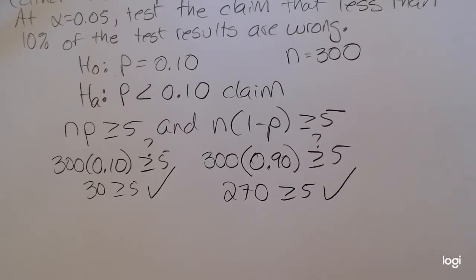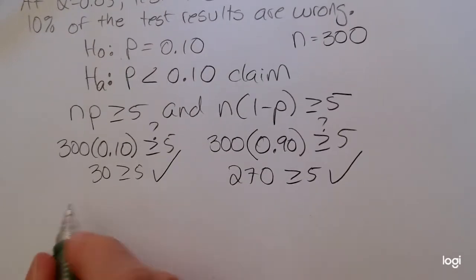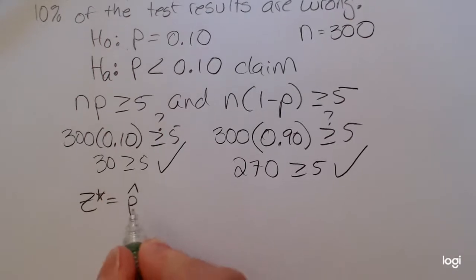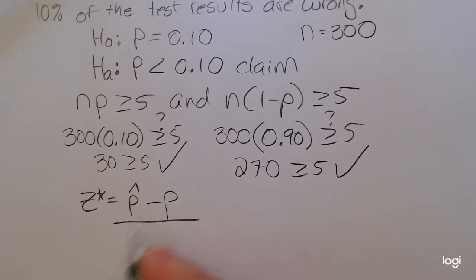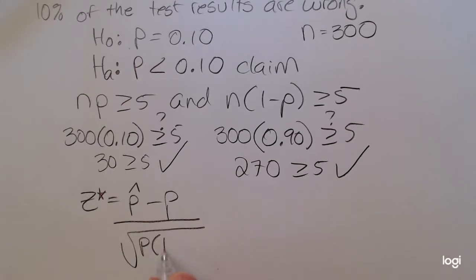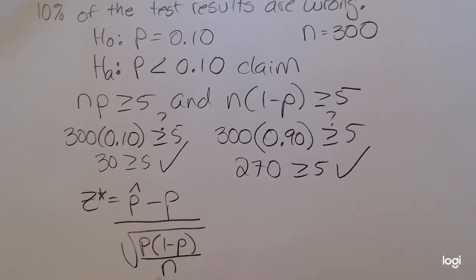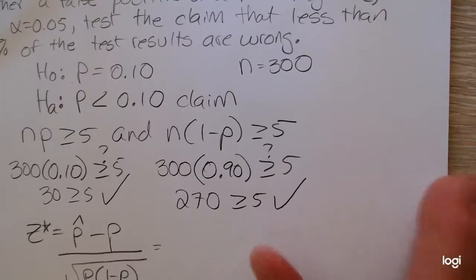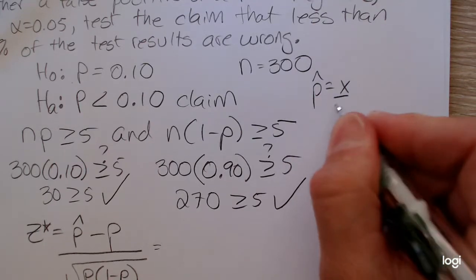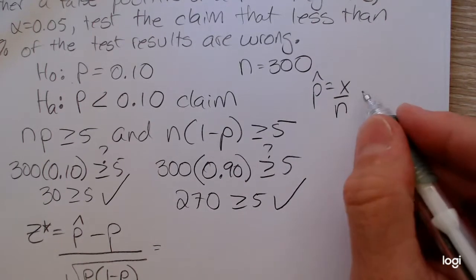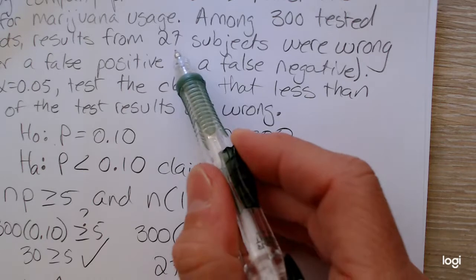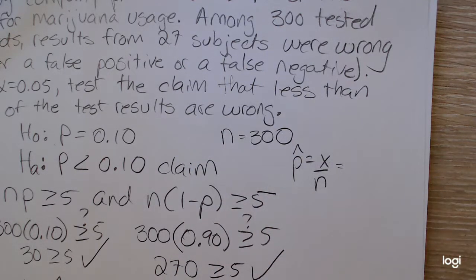And to use the p-value method, we do need to find that test statistic. It's p hat, the sample proportion, minus the claimed proportion, over the square root of p times 1 minus p over n, everything under the square root. So we need the sample proportion, p hat. P hat is equal to x over n, where x is the number of quote-unquote successes. So looking back at the problem, 27 out of the 300 were wrong. We're calling wrong a success in this problem.